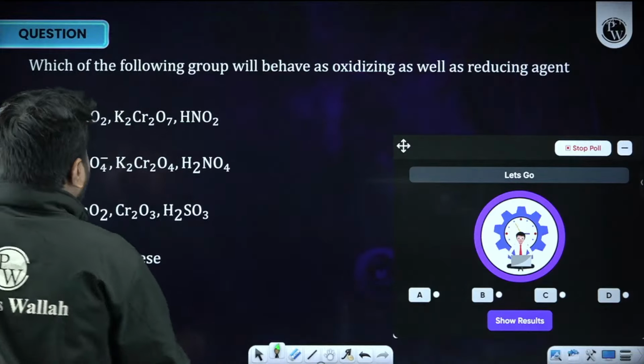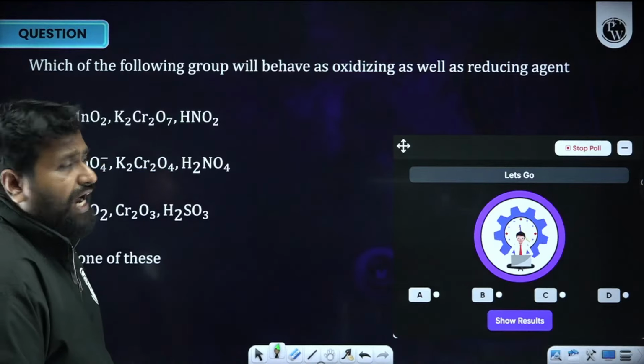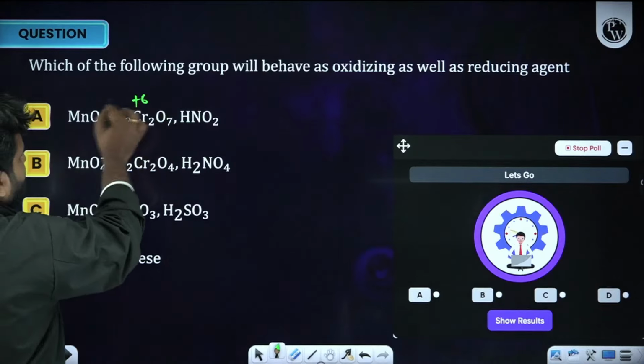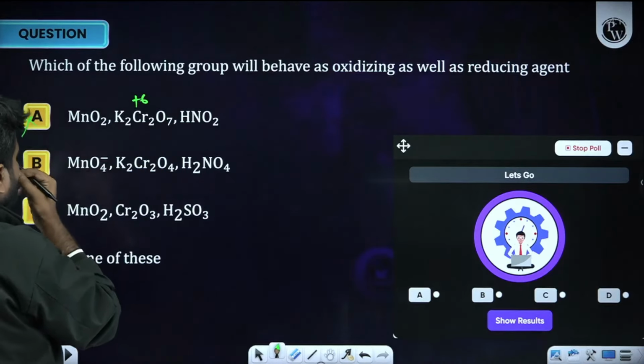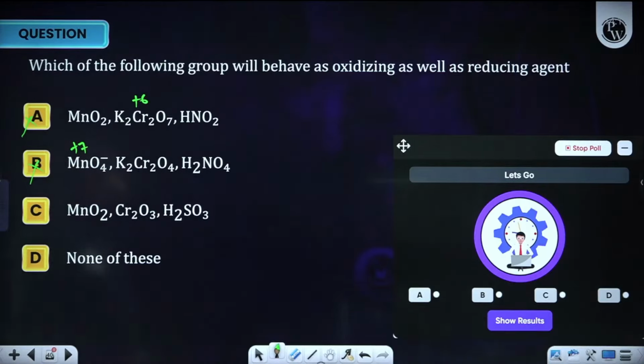So oxidizing as well as reducing agent means it should not be present in the highest oxidation state or the lowest oxidation state? K2Cr2O7, highest oxidation state. Next, MnO4 minus, highest oxidation state. So it will undergo only reduction. How is it possible to undergo oxidation?